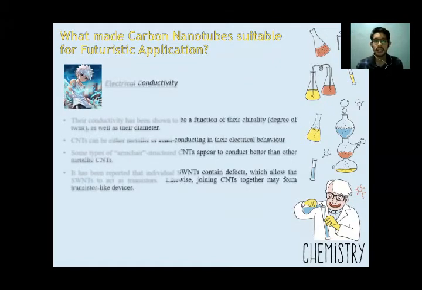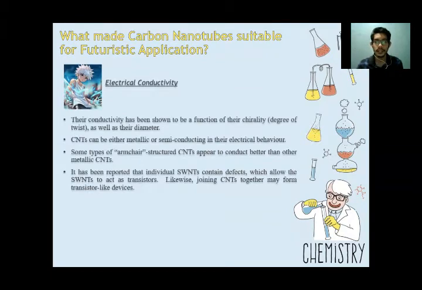There are several characteristics. First is electrical conductivity. Their conductivity has been shown to be a function of their chirality, which is the degree of twist, as well as their diameter. Carbon nanotubes can be either metallic or semiconducting in their electrical behavior, and some types of armchair structure carbon nanotubes appear to conduct better than other metallic carbon nanotubes.